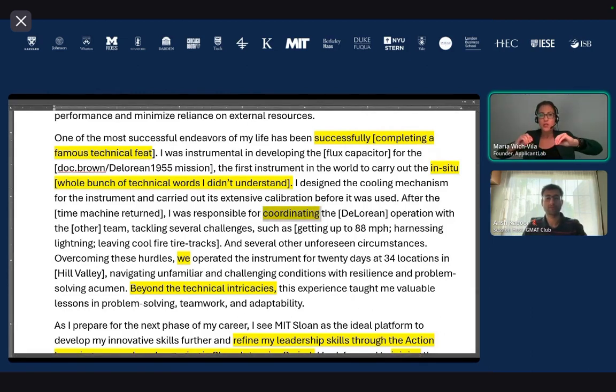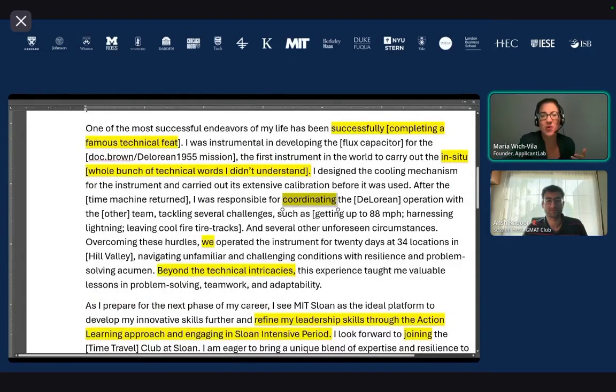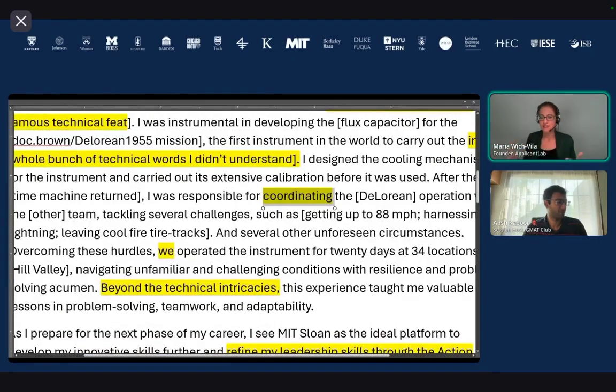Up until now, the descriptions of like I was in charge of making sure that the DeLorean doors open, that Doc Brown had the plutonium needed for the time machine. First of all, I already know that. And second of all, it's not really helping me understand you as a leader. This word coordinating, this has potential. But this should be the focus. What exactly did you do? Because coordinating is not the strongest of words.